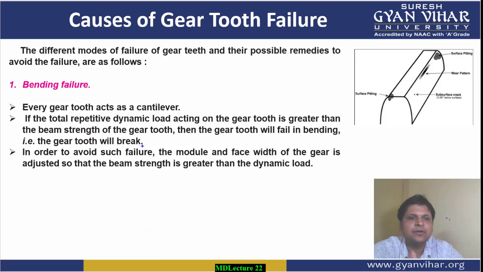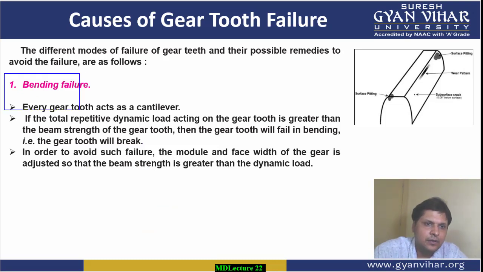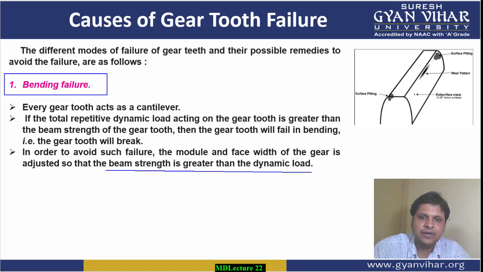How can we avoid this problem of bending failure? The problem of bending failure can be avoided if the beam strength is always kept greater than the dynamic load. So always the strength of the gear tooth should be greater than the dynamic load. So this dynamic load should always be considered while designing a gear tooth.